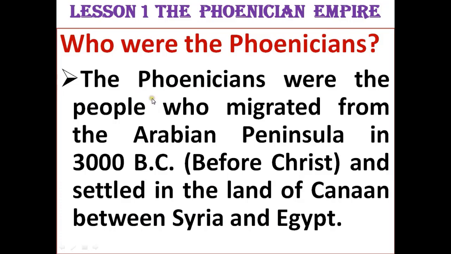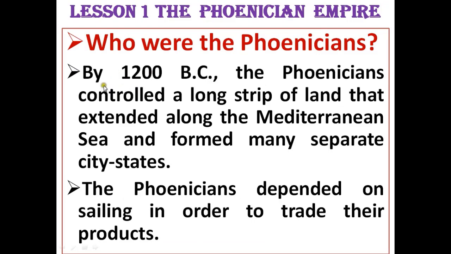Furthermore, we will see that by 1200 BC the Phoenicians controlled a long strip of land that extended along the Mediterranean Sea and formed many separate city-states. Also, the Phoenicians were dependent on sailing in order to trade their products. Whatever products they were making, they were dependent on sailing in order to trade them. So this is the history about the Phoenicians.